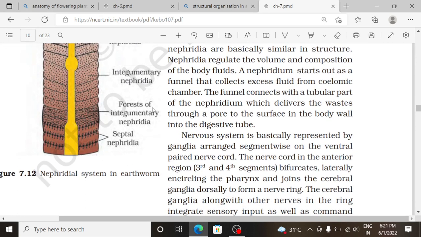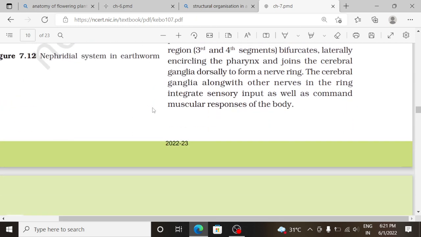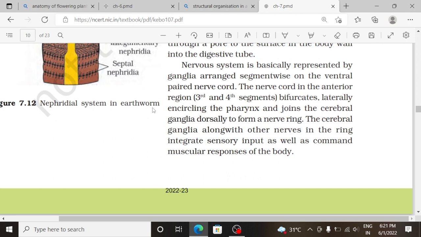A nephridium starts out as a funnel that collects excess fluid from the coelomic chamber. The funnel connects with the tubular part of the nephridium, which delivers the wastes through a pore in the body wall to the surface and into the digestive tube. The nervous system is basically represented by ganglia arranged segment-wise on the ventral paired nerve cord. The nerve cord in the anterior region, that is 3rd and 4th segments, bifurcates laterally, encircling the pharynx and joins the cerebral ganglia dorsally to form a nerve ring.